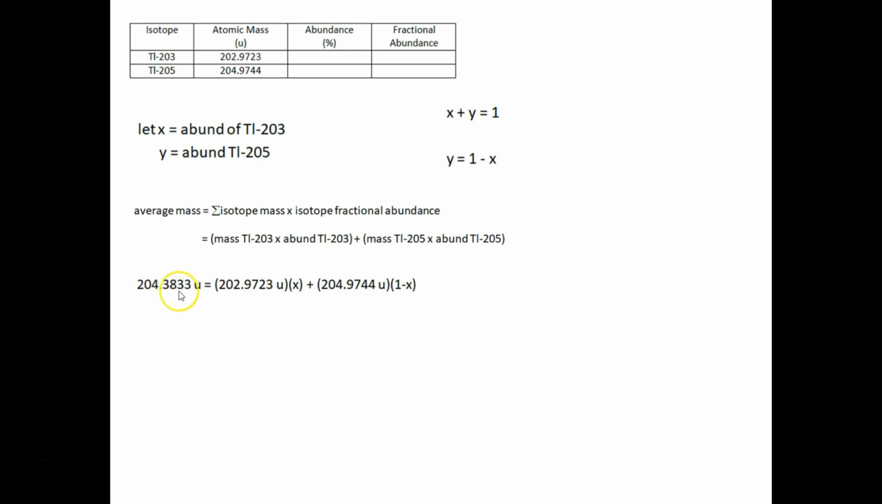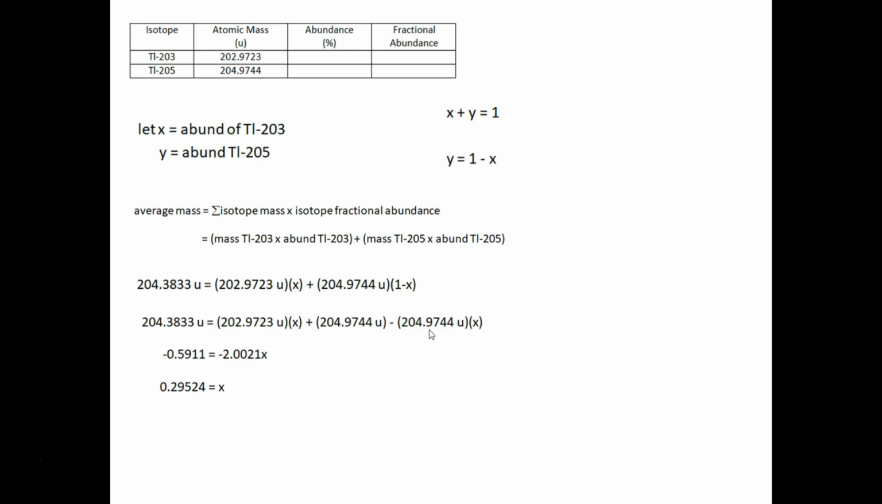where this is my average mass that I was given, then it's the mass of the first isotope times its abundance, which we said was X, and then the mass of my second isotope times its abundance, which we're now saying is 1 minus X. We cannot go straight here and state its abundance is equal to 1 minus X, because we have to state this relationship as well to be able to use the 1 minus X in our calculations.